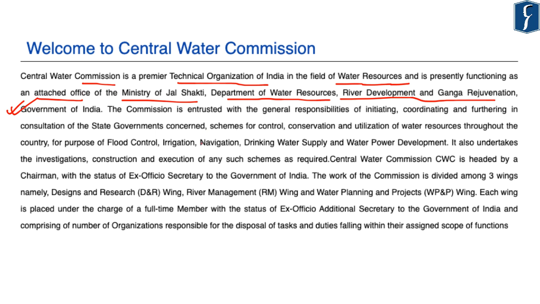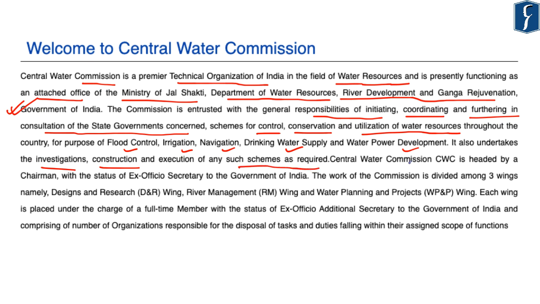It further says that the commission is generally entrusted with general responsibilities of initiating, coordinating and furthering, in consultation with state governments concerned, schemes for control, conservation and utilization of water resources throughout the country. And this is done for the purpose of flood control, irrigation, navigation, drinking water supply as well as water power development. It further says that it also undertakes investigations, construction and execution of any such schemes as is required.